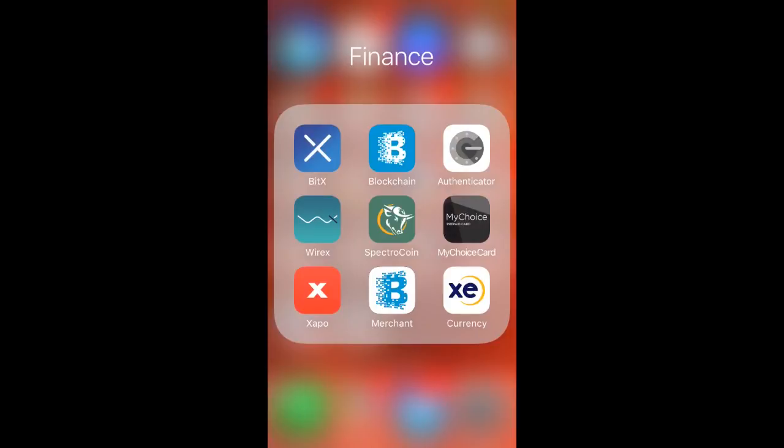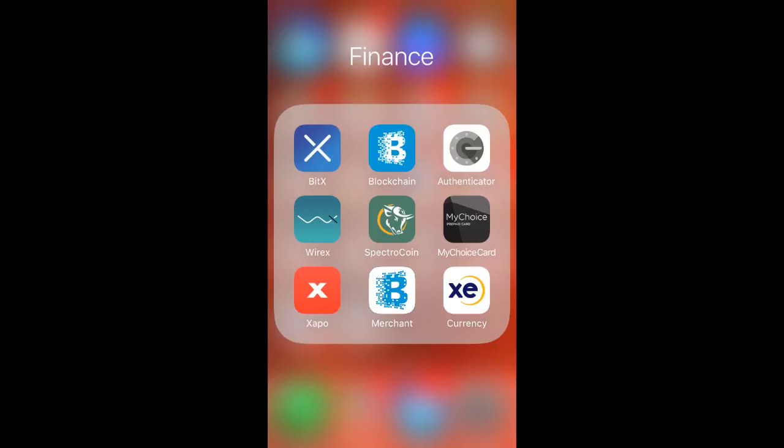Now, BitX, which is the first icon, is what I use to convert funds from my local currency into Bitcoin and from Bitcoin into my local currency as well. That's when I want to take the money back into my bank account. And then if you look at the second row, there's Wirex and SpectraCoin and My Choice Card and Zappo. Those are merchants as well. I don't know if merchants is the right word, but they exchange my currency as well.